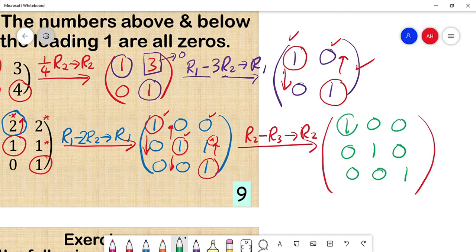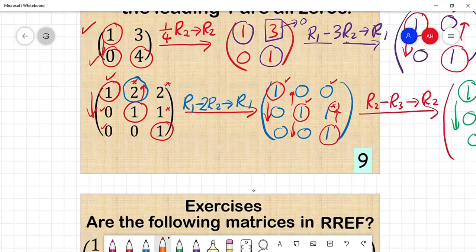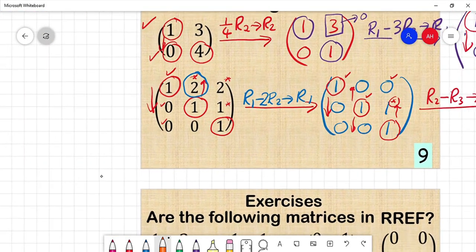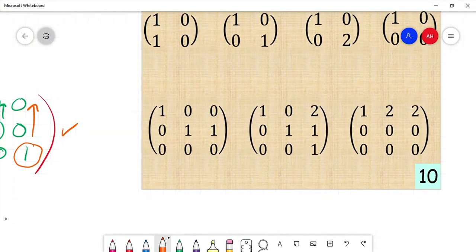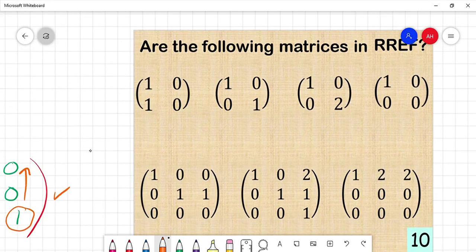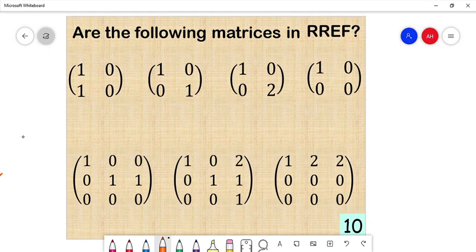See, the leading one for row number 1 has all zeros below it. The leading one for row number 2 is this one. Above it and below it are all zeros. The leading one for row number 3 is this number 1, and above it are all zeros. So this matrix already fulfills the requirement. Okay, now for an exercise, maybe we can do this and see whether we can identify whether the given matrix is already in RREF or not.